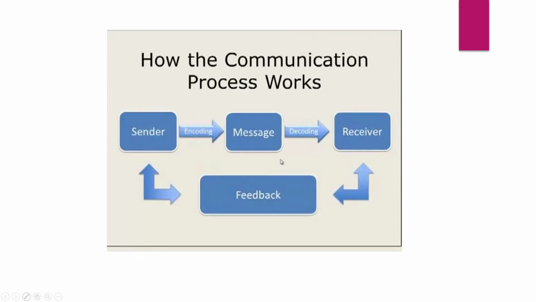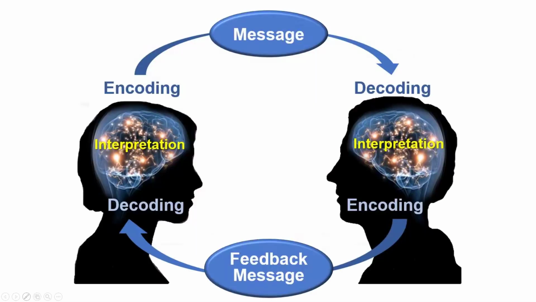I repeat the elements. Sender does the encoding and has a message, and the decoding is done by the receiver, and the message which is received has to be given as a response to the sender in the form of feedback. So these are the elements which are involved in the process of communication. The next important concept is to understand the principles of communication. So this image shows you how the interpretation happens, that is both encoding and decoding of a message.